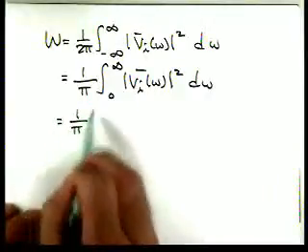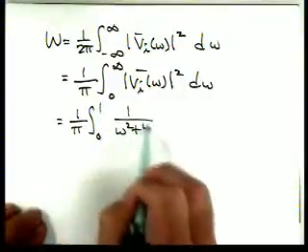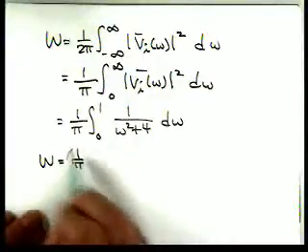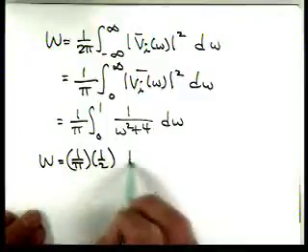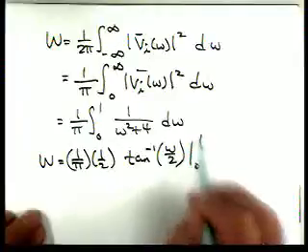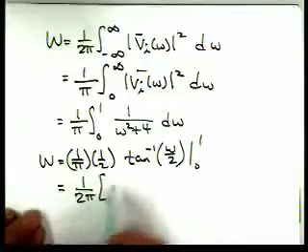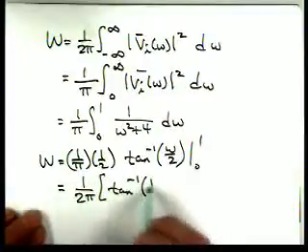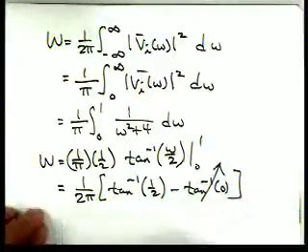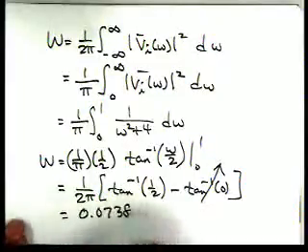So now we have 1 over pi. Here now the integral is 0 to 1 of 1 over omega squared plus 4. So when we integrate, we'll have 1 over pi times 1/2 times the inverse tangent of omega over 2, evaluated from 0 to 1. So we have 1 over 2 pi times the inverse tangent of 1/2 minus the inverse tangent of 0, which is 0. So if you go through and calculate, then this turns out to be 0.0738 joules.